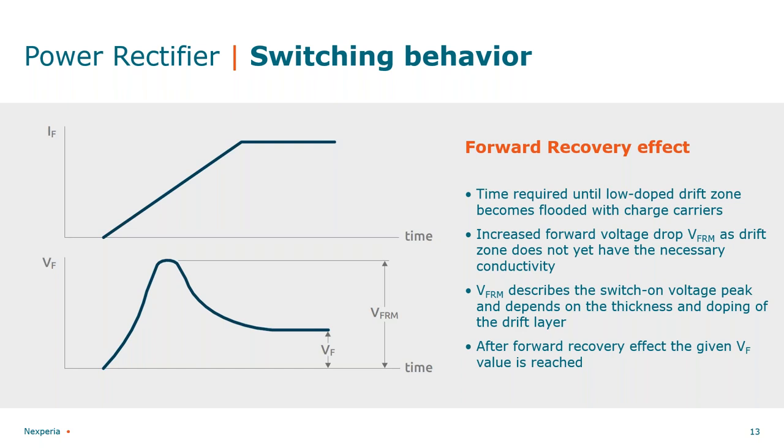And in the graphic, we can see that there is a linear increase of the current until the maximum forward current is reached. But at the same time, there is a voltage overshoot, the so-called dynamic peak forward voltage drop, the VFRM. And the reason for that is that the drift zone does not yet have the necessary conductivity. In the beginning, it's high ohmic, and it requires a certain period of time until the charge carriers enter the drift zone and the layer becomes low ohmic.